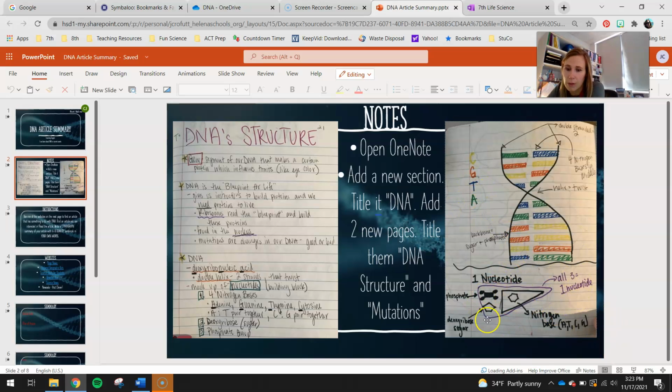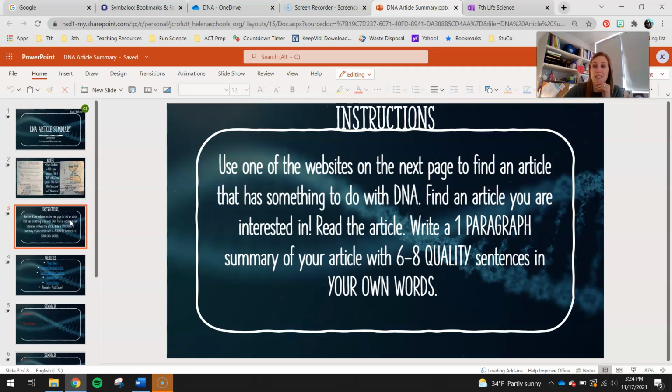Okay, so all three of those together combine to make one nucleotide, and then we stick a bunch of nucleotides together to form our two strands of DNA. Okay, with that being said, you guys know a little bit about the structure of DNA, so let's go ahead and move on to today's assignment.